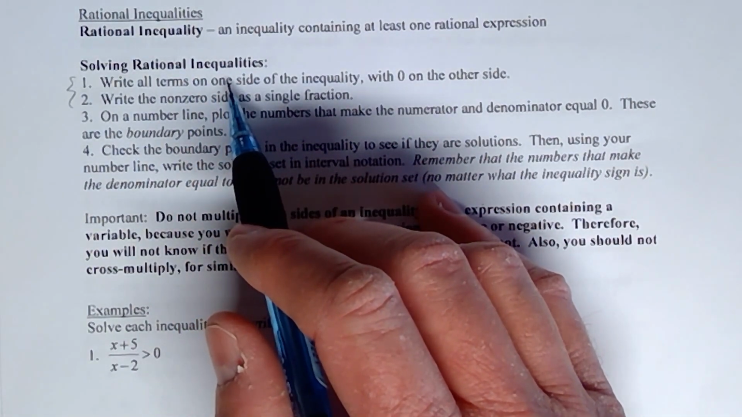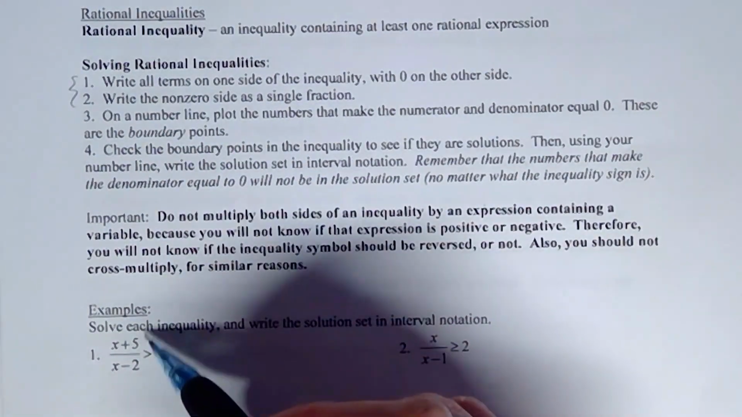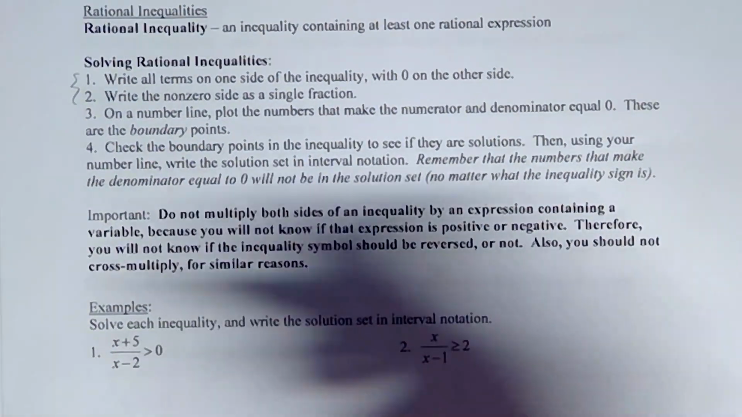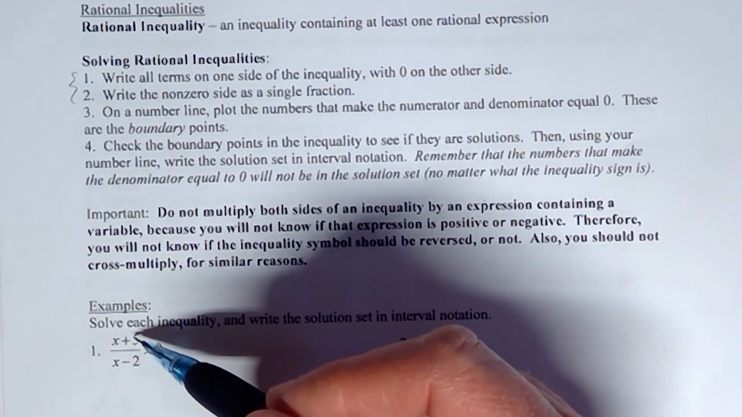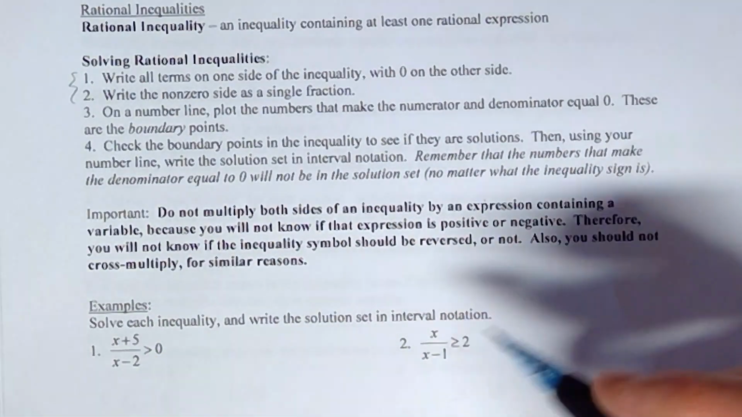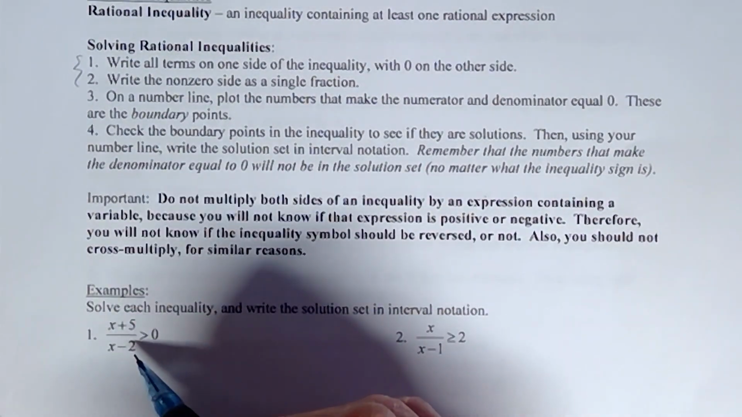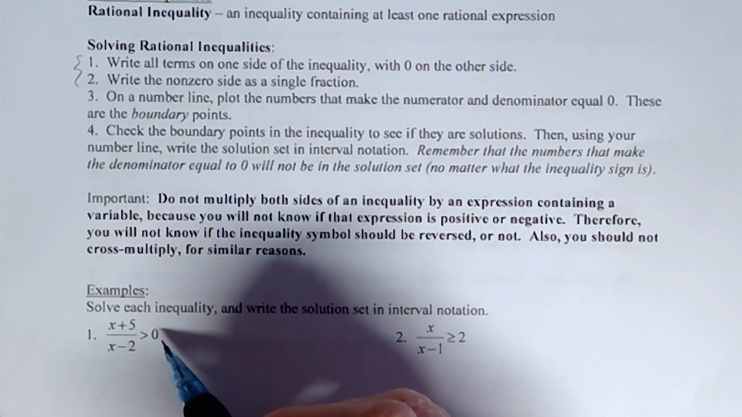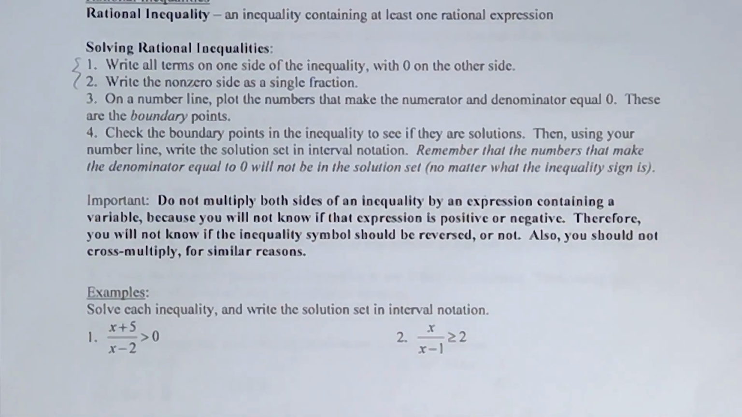It's already done. Speaking of that, the second step is also done. It says write the non-zero side as a single fraction. In other words, don't have a fraction and then some other stuff on that side. If you do, then you need to condense it down to a single fraction. I will show you how to do that in the next problem because that will be an issue there. But here it's already done. We have a single fraction. So single fraction on one side, 0 on the other side, inequality. That's what the first two steps want.